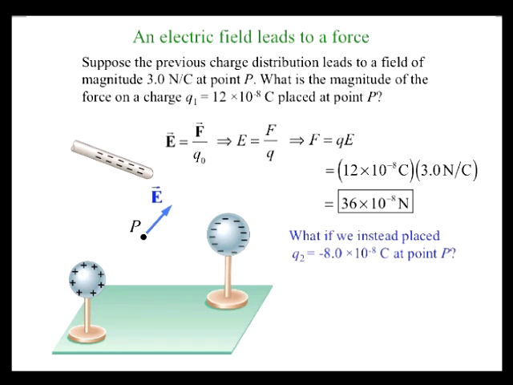Since the charge is positive, the force is in the same direction as the field. Now let's instead place Q1 equal to negative 8.0 times 10 to the negative 8 coulombs at point P. We know immediately that the negative charge means the direction of the force will be opposite the field. But let's calculate the magnitude.